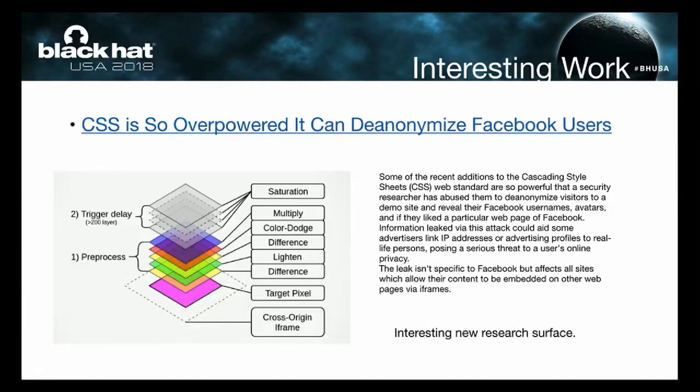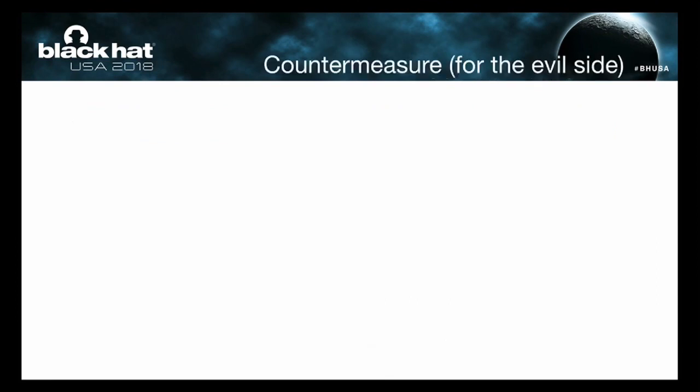And there is other interesting work worth mentioning, because someone wrote a fake website that uses the CSS rendering time to recover the pixels of the username. So using the different rendering timing to extract the username is some kind of side channel, and I think it's an interesting new research surface.